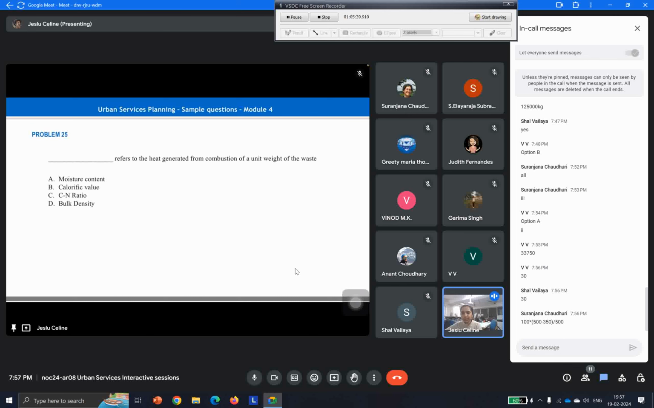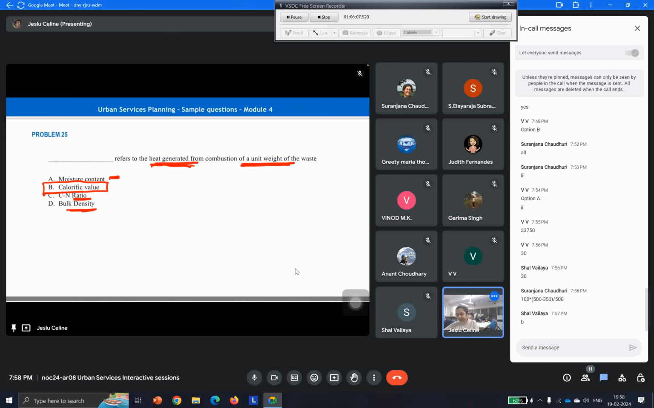A, moisture content, B, calorific value, C, CN ratio, and D, bulk density. Yes, it's calorific value. We have already discussed that the heat generated by burning unit weight of waste is calorific value. CN ratio we discussed: in order to find the chemical properties, we take the carbon nitrogen ratio. Moisture content also we have discussed. And bulk density is the overall density of the waste, so that doesn't come anywhere in terms of heat generated. Right. Let's go to the next question.